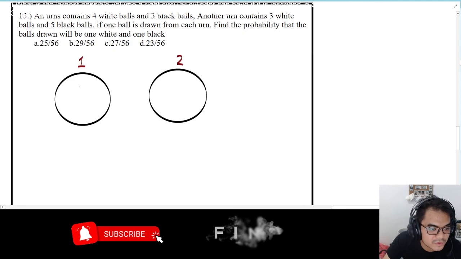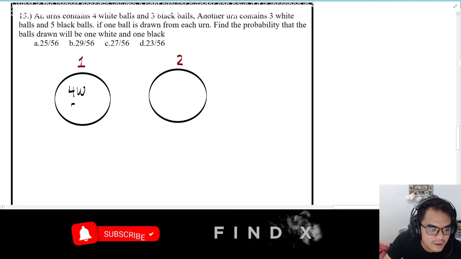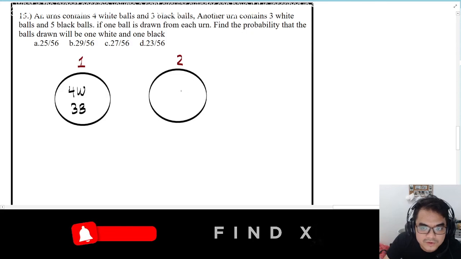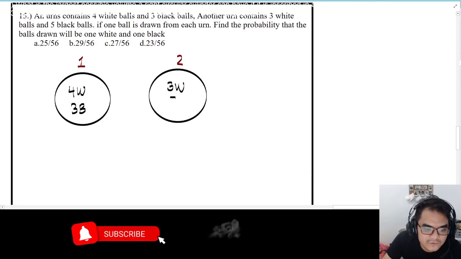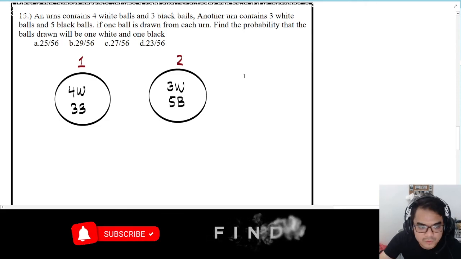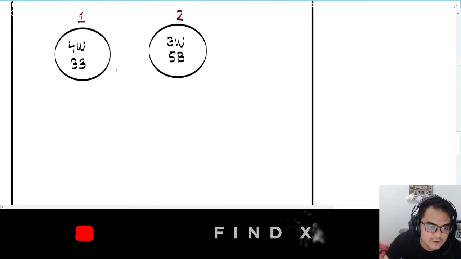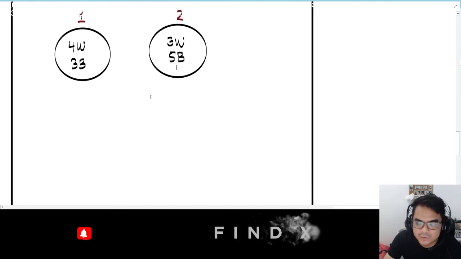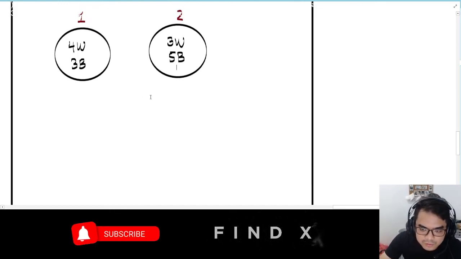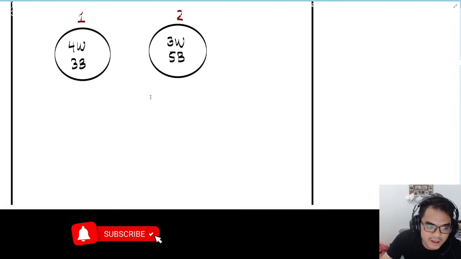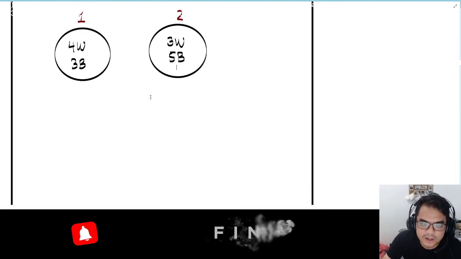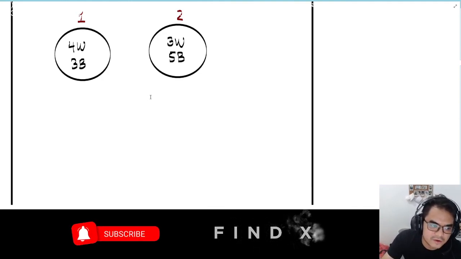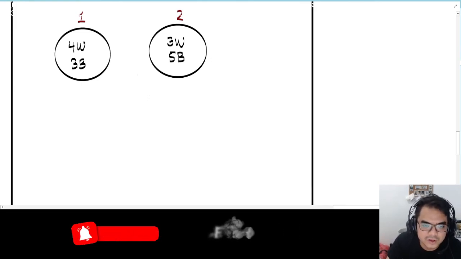So for the first urn we have 4 whites and 3 blacks, right? For the second one we have 3 whites and 5 black. Okay, so you have to draw one ball in each urn, and it must be 1 white and 1 black. So we have here 2 events. The first event, we will assume that you will be getting a white ball on the first urn and then a black ball on the second urn. But for the second event, you will be assuming that for the first urn you'll get a black ball, and for the second urn you'll get a white ball.